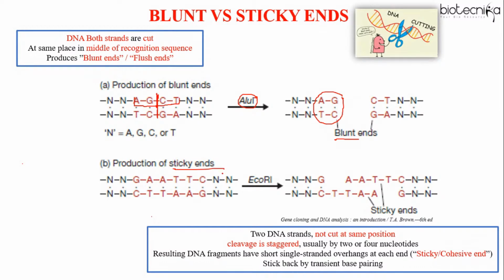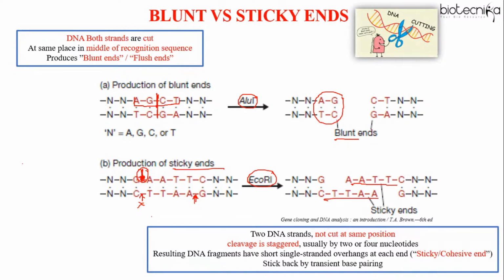However, when you talk about sticky ends, let's take the example of the EcoR1 enzyme, which cuts the two DNA strands not at the same position. The cleavage is staggered. That is, if the enzyme is cutting at this place in one strand, on the other strand it will be cutting 3 to 4 nucleotides away from the cut it is making on the first strand. So that results in DNA fragments that have some overhang region.